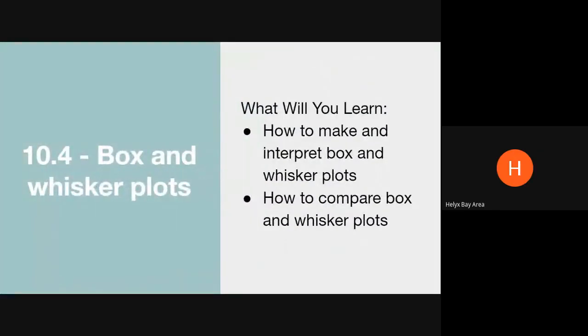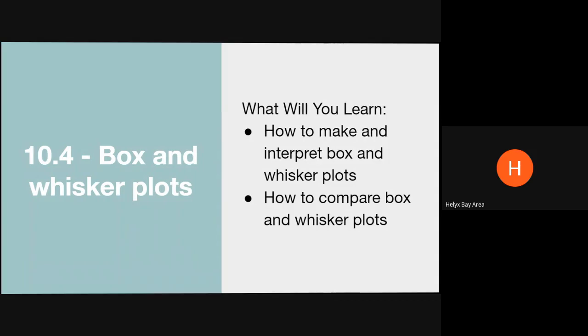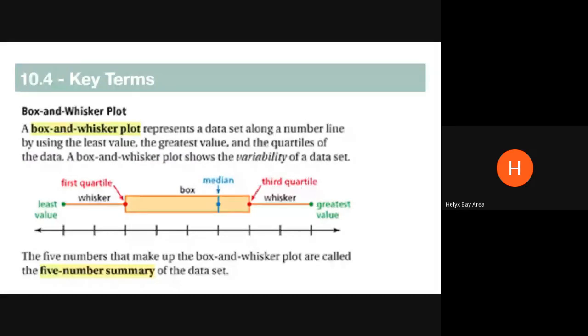Okay, good job. Okay, so 10.4, box and whisker plots. Today you'll be learning how to interpret box and whisker plots and how to compare box and whisker plots. A box and whisker plot represents a data set along a number line by using the least value, the greatest value, and the quartiles of the data. The box and whisker plot shows the variability of a data set.